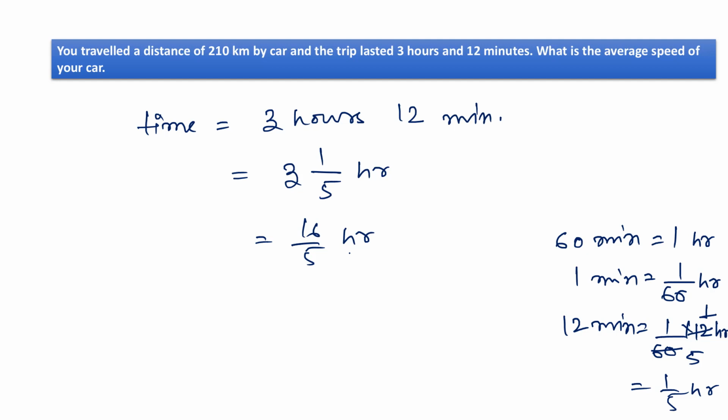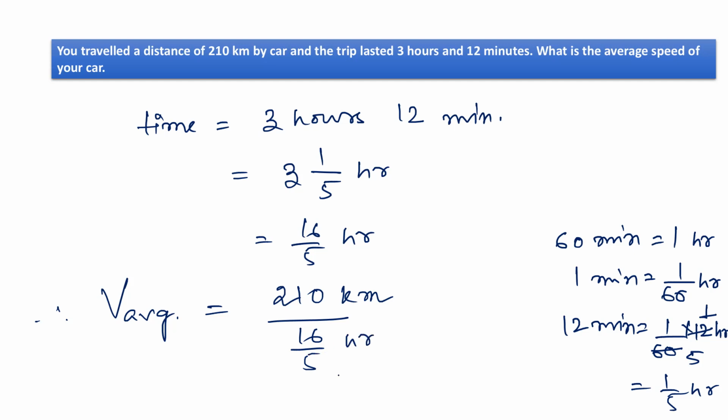Okay, so now average speed, what is the formula for average speed? Average speed is equal to the total distance traveled. The total distance traveled is how much? That is 210 kilometers, right? And the total time is 16 by 5 hours, right? So in this case, how does the expression look?